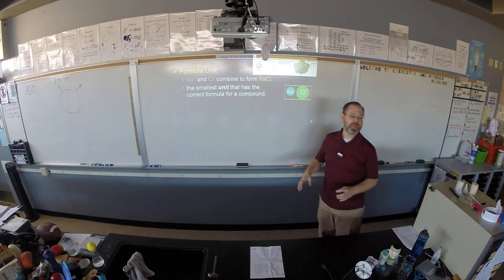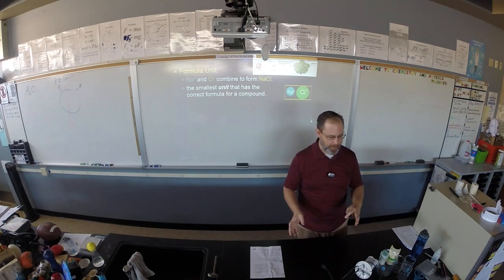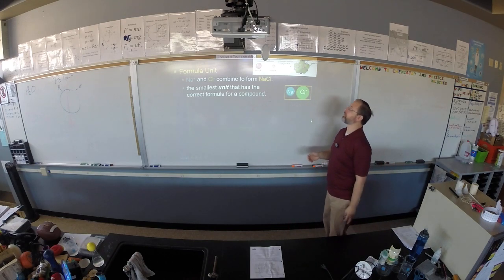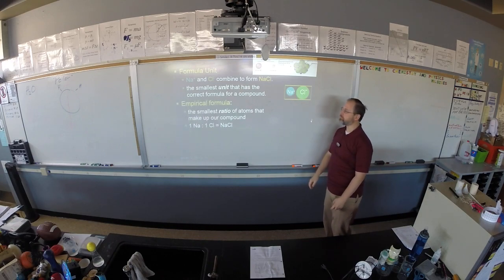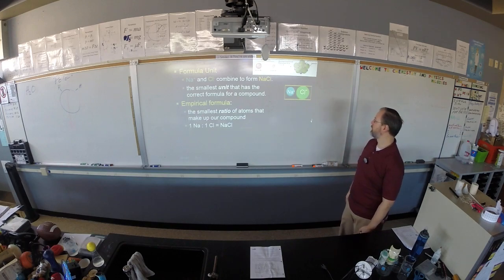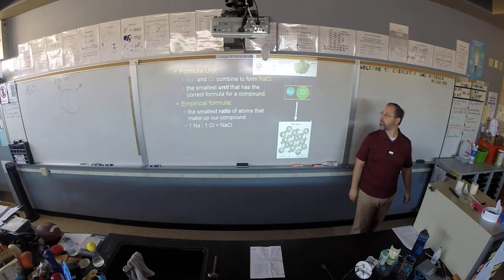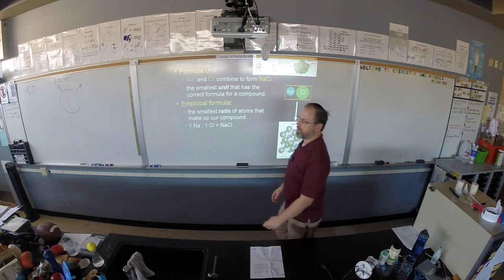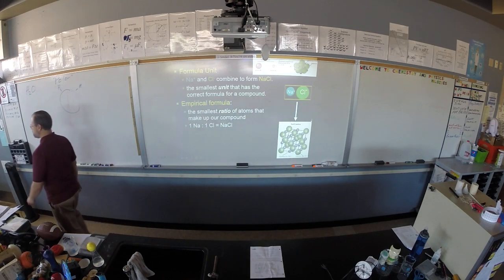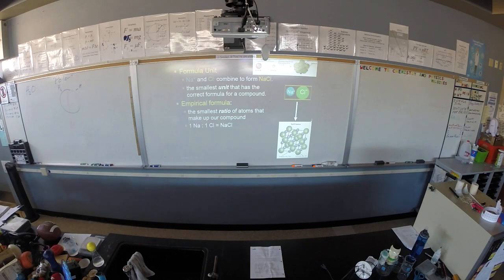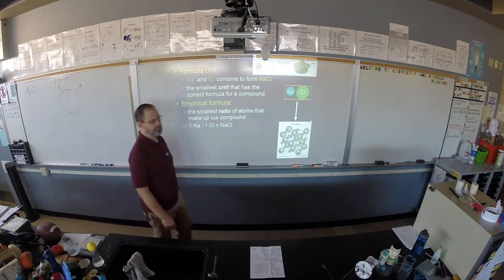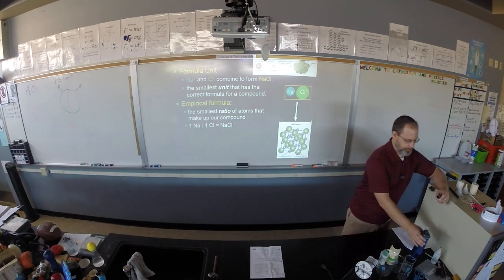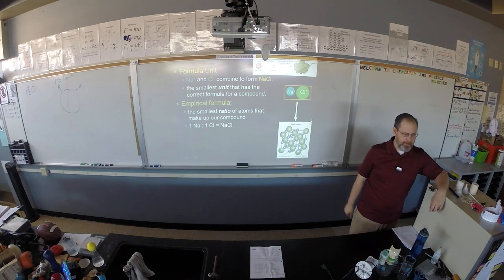So that salt, there's billions upon billions of sodium ions and chlorine ions, but they all reduce down to the formula unit, which is just NaCl. That's also the empirical formula, NaCl. So the formula unit is the most basic building block of the crystal lattice, and the empirical formula is the chemical formula of that formula unit. All right. Pretty simple. You get the general idea.